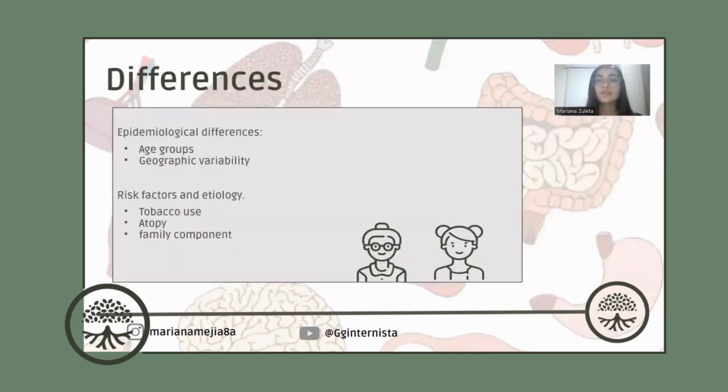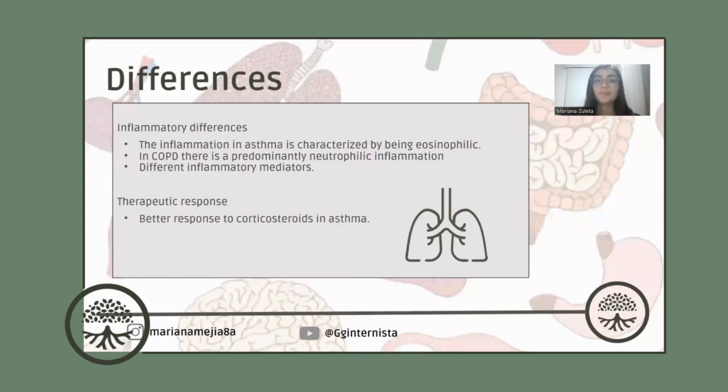Now the differences. First we have the epidemiologic differences. Asthma is more common in the pediatric population, but COPD is more prevalent among people over 70 years of age, and this increases as the age increases. We have the risk factors. Smoking is the most important risk factor for COPD, but not all smokers develop the disease. Asthma, unlike COPD, has shown a predisposition to atopy.